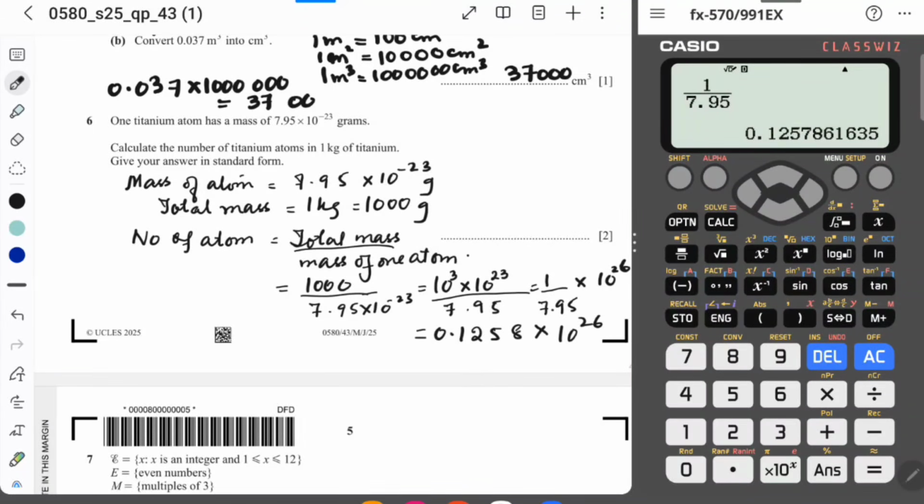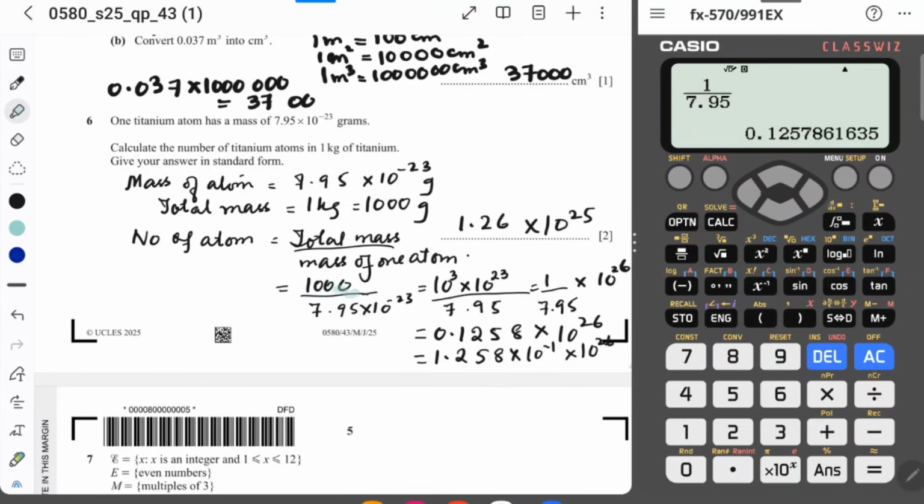But in the end we have to write our answer in standard form. So 0.1258 is not in standard form. That becomes 1.258 times 10 to the power minus 1, times 10 to the power 26. When you combine, you get 1.258, or you can write 1.26 times 10 to the power of 25.